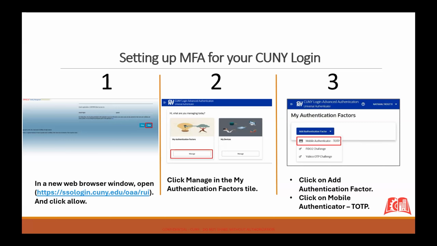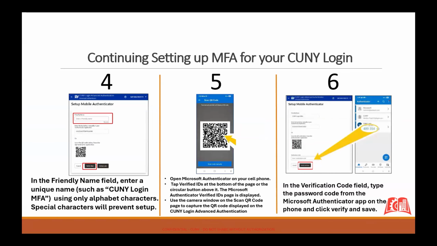So after you go to that URL, you'll be prompted with a blue looking screen. Just click allow. And then once you get to step 2, you want to click on manage and my authenticator factors tile. And then on the third page, you would click on add authentication factor and then click on mobile authenticator. Here, we use the Microsoft Authenticator app as an example to set up our CUNY login MFA.